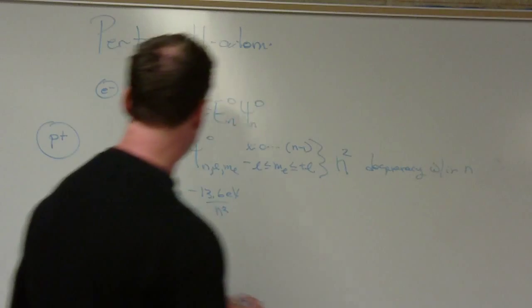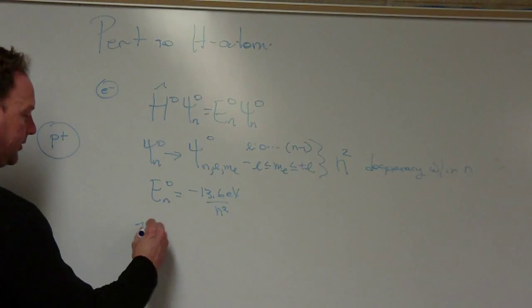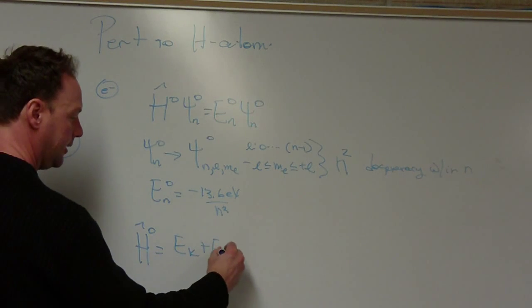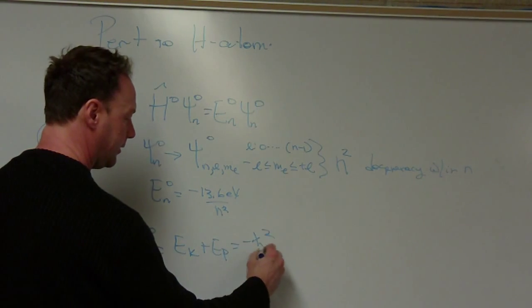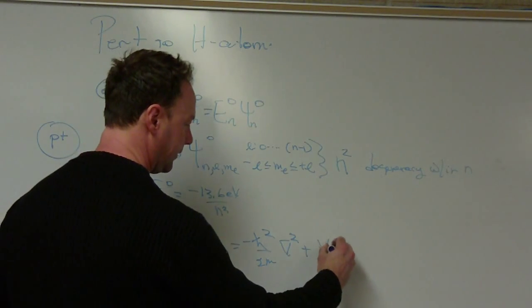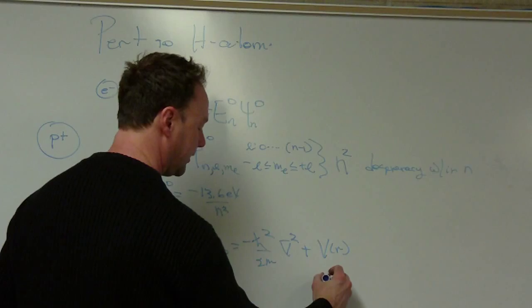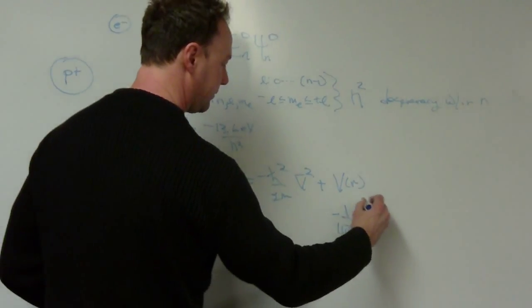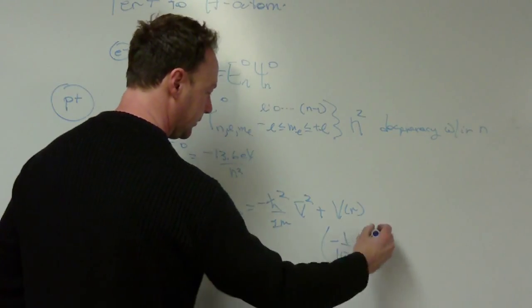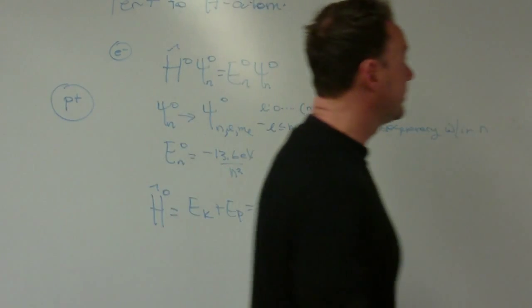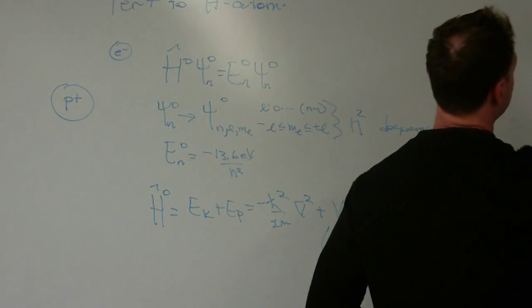Okay, and let's just write it down, where H0 equals EK plus EP equals minus h bar squared over 2m del squared plus V of r. And V of r is minus 1 over 4 pi epsilon naught e squared over r. Okay. So the first thing is to realize we're going to do the relativistic correction.